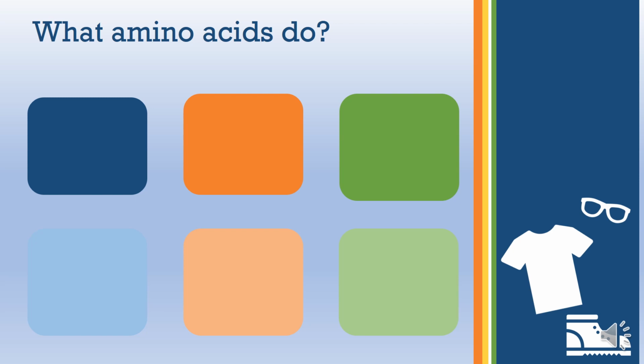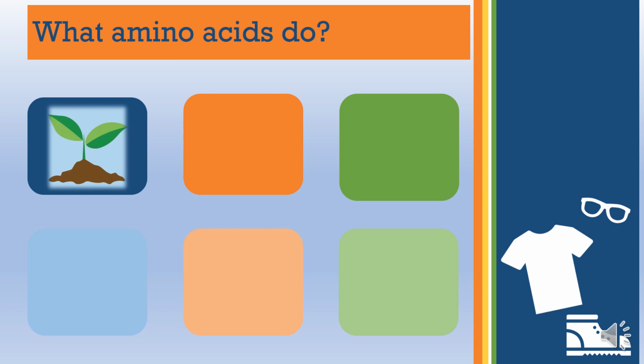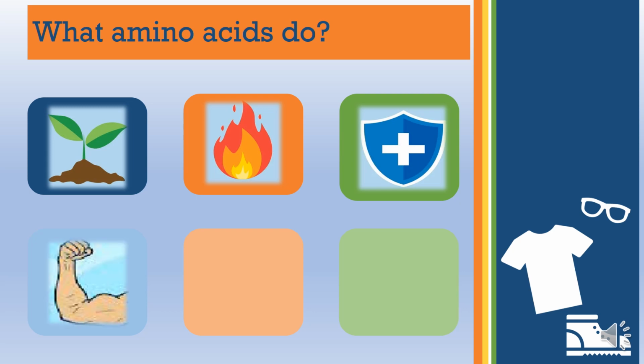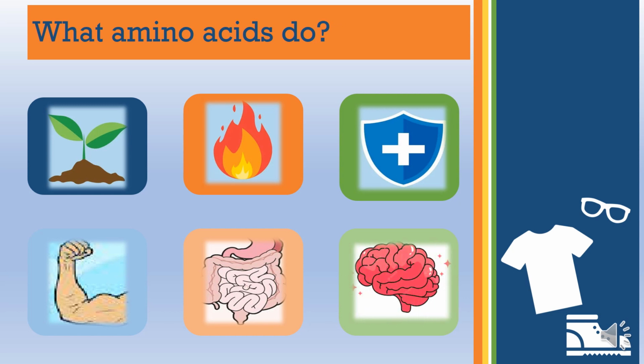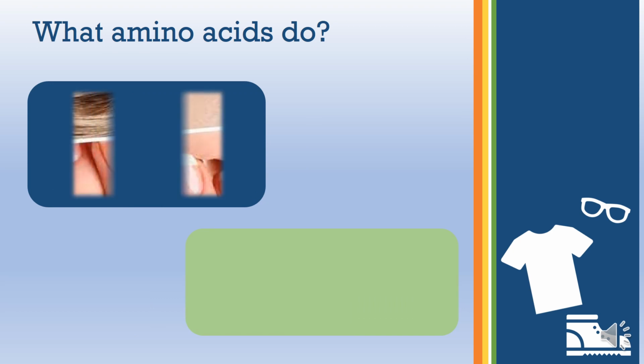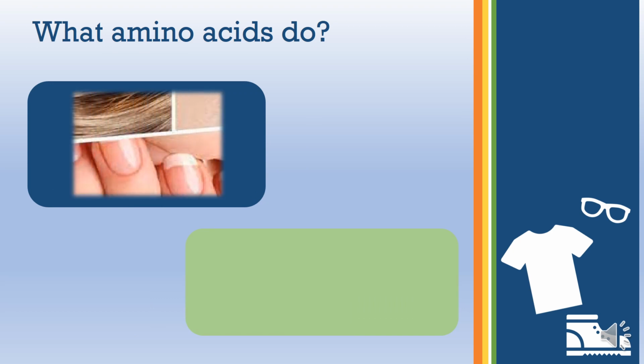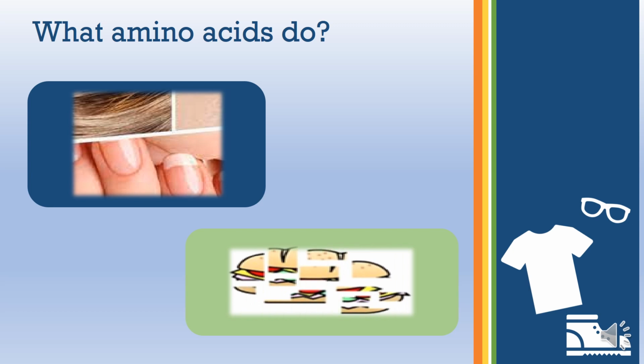Now let us see what amino acids do. Our body uses amino acids to make proteins. So amino acids are involved in many important roles in our body. Amino acids help us to grow and repair body tissue, provide an energy source, boost our immune system, build muscle, sustain a normal digestive system, make hormones and brain chemicals, maintain healthy skin, hair and nails, and break down food molecules.